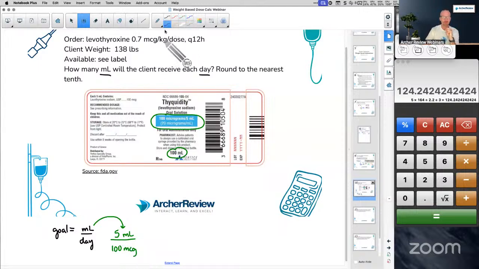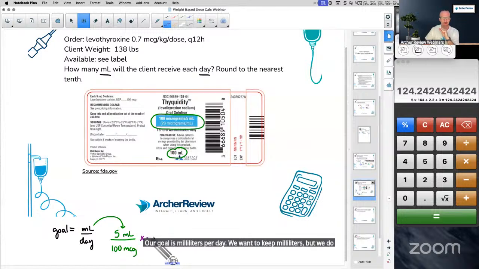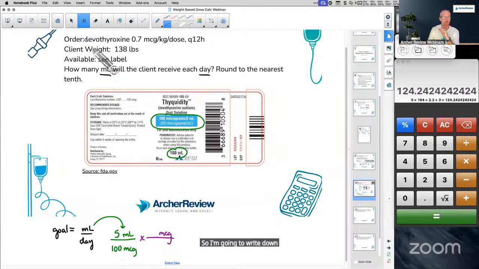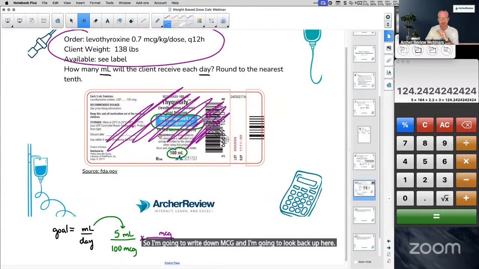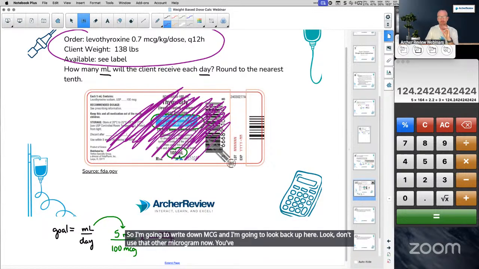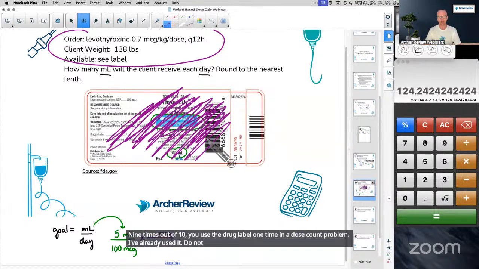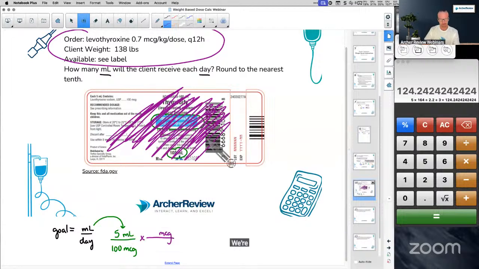All right, from here, we need to get rid of what? Our goal is milliliters per day. We want to keep milliliters, but we do not want that word microgram. So I'm going to write down MCG and I'm going to look back up here. Look, don't use that other microgram now. You've used that drug label 9 times out of 10. You use the drug label 1 time in a dose count problem. I've already used it. Do not look back at that drug label. We're done with the drug label.